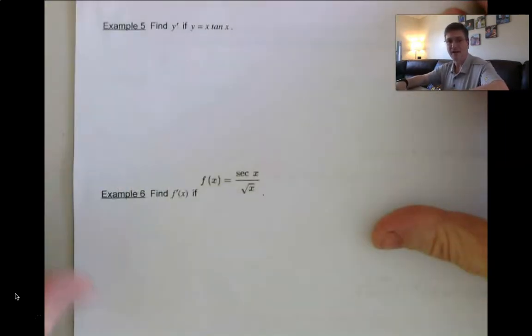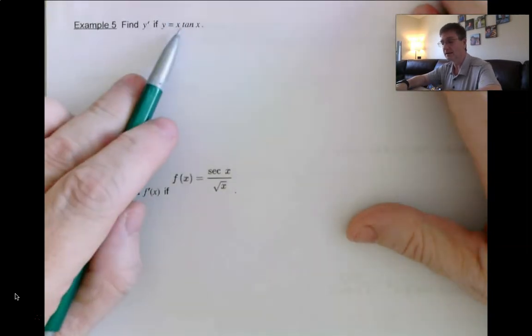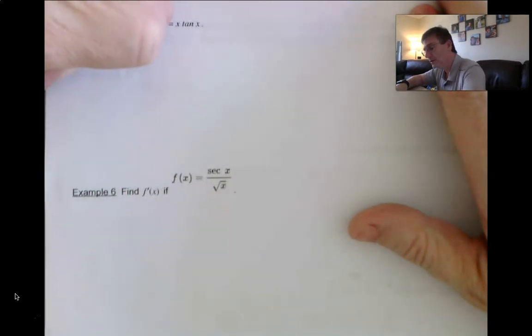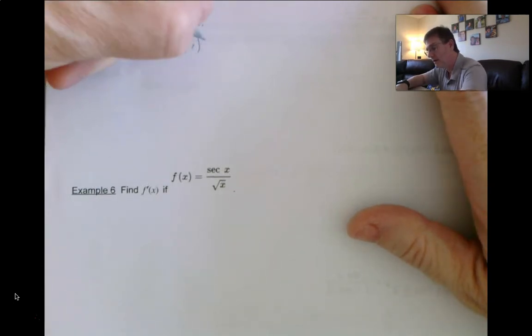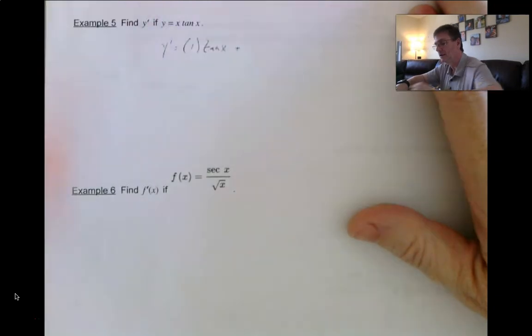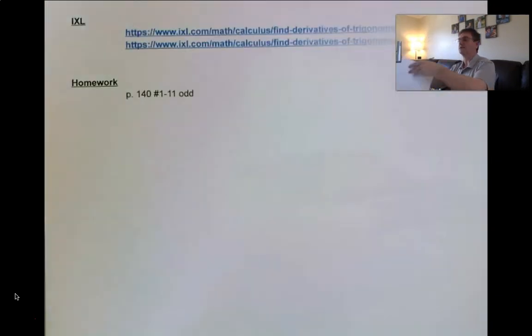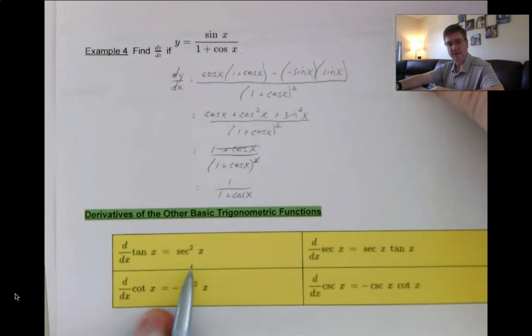Example 5. We're going to find y prime if y equals x tangent of x. This is a product rule. We have x times the tangent of x. So y prime equals derivative of the first. Derivative of x is 1. Again, just so that you see it, I'm going to write the 1 times the second, tangent of x, plus derivative of the second. Well, let's go back to our list. Derivative of tangent of x is secant squared of x.